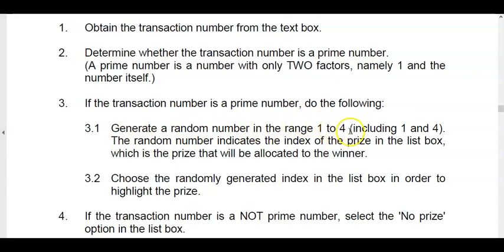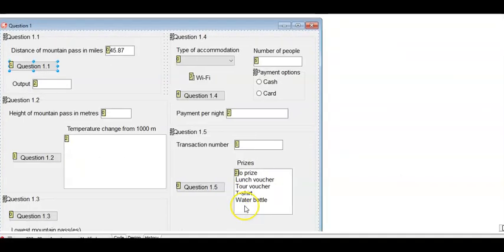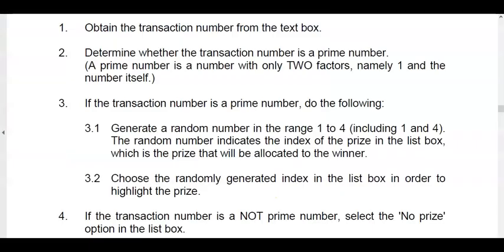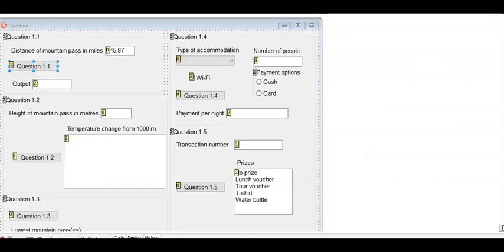Generate a random number from 1 to 4, including both, and then you want to select the prizes from the list box. If we have a look here, showing you the answer there. There's the list box, and no prize is, remember, item index 0. But we're picking a random number 1, 2, 3, or 4. So that is the prize that they are talking about in here. Choose a random generated index in the list box in order to highlight the prize. If the transaction number is not prime, you want to select the no prize option in the list box. So if you have a look there, no prize is item index number 0.